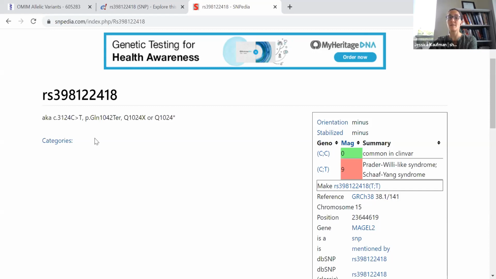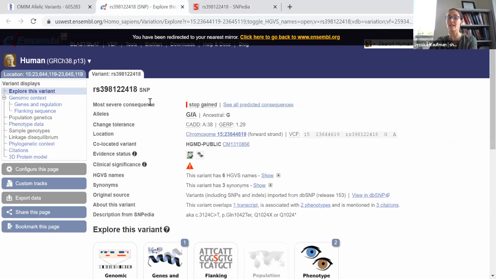So that's how to look on OMIM for SNPs. That's how to search SNPedia if you have an RS number. And then there's a third resource, the Ensembl Genome Browser, which can also give you a report of how a single letter change results in a different allele.